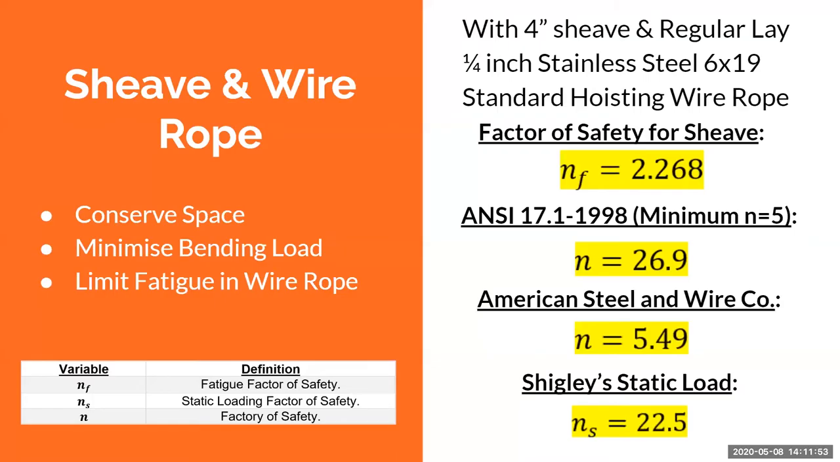In choosing an acceptable sheave and wire rope, we needed to conserve vertical space and provide enough strength. We determined a 1/4 inch 6x19 stainless steel hoisting rope over a 4-inch sheave would provide adequate lifespan in the wire rope. The sheave assures a 30,000 bend lifespan with a factor of safety of 2.3, and this would provide a minimum of 3 years of use. According to ASTM, the factor of safety in the wire rope is 26.9. The American Steel and Wire Rope Company Handbook shows a factor of safety of 5.49, and Shigley's Mechanical Engineering Design textbook gave us a factor of safety of 22.5 for static loading.